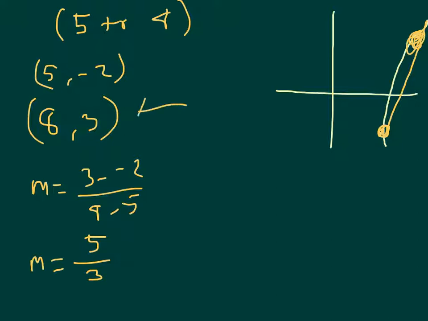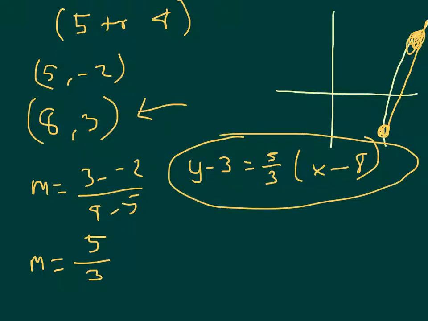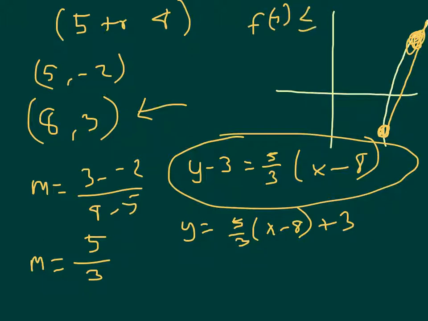Point, use either one. I'll use that one because it's positive. y minus 3 equals 5/3 times x minus 8. Feel free to leave it like this if you'd like, or you can distribute it in. If you did distribute it in, I'll just bring the 3 over the other side. It's y equals 5/3 times x minus 8 plus 3, because now I need to check that f of 7 is under or equal to 4.